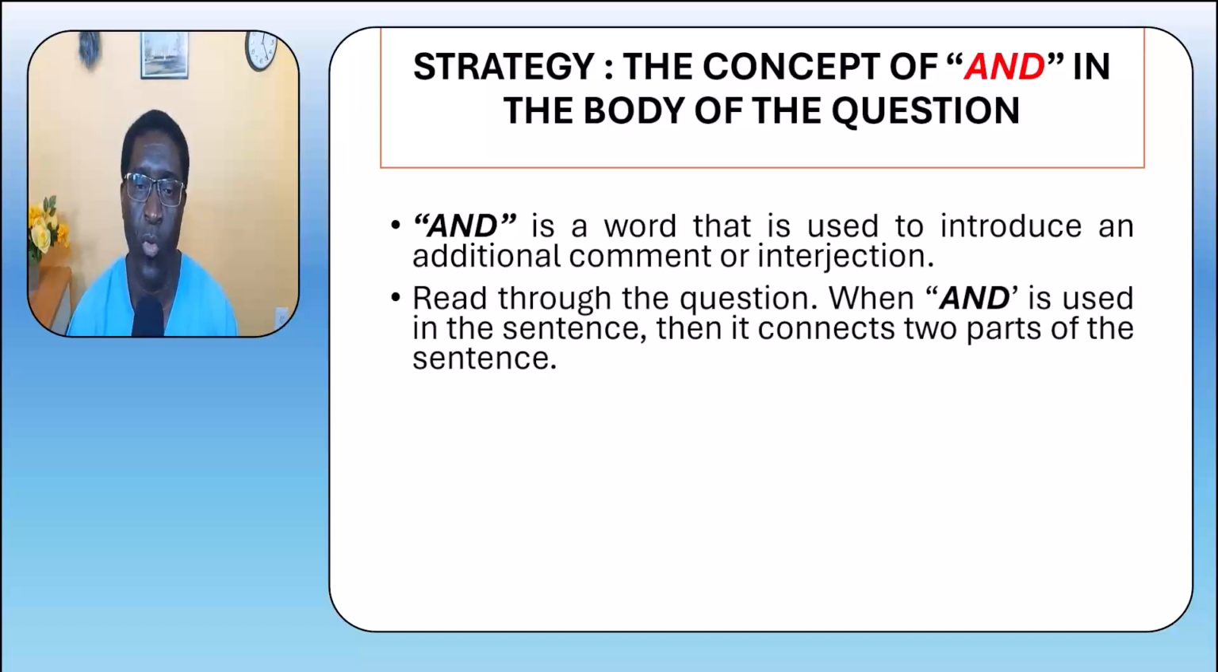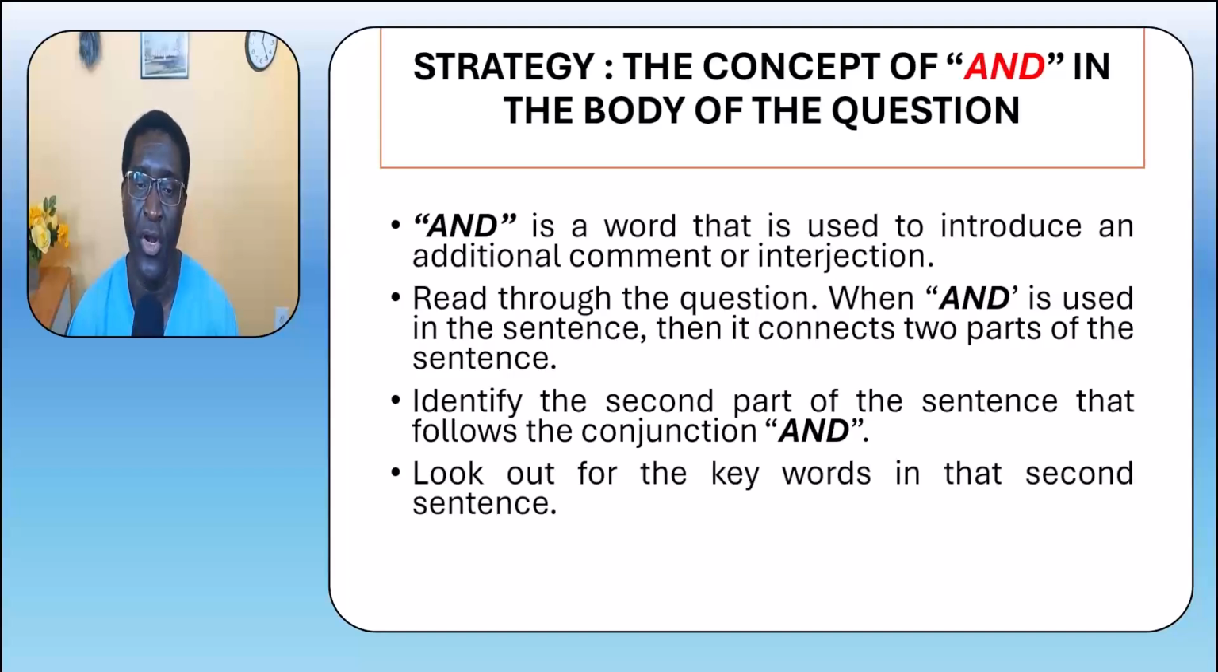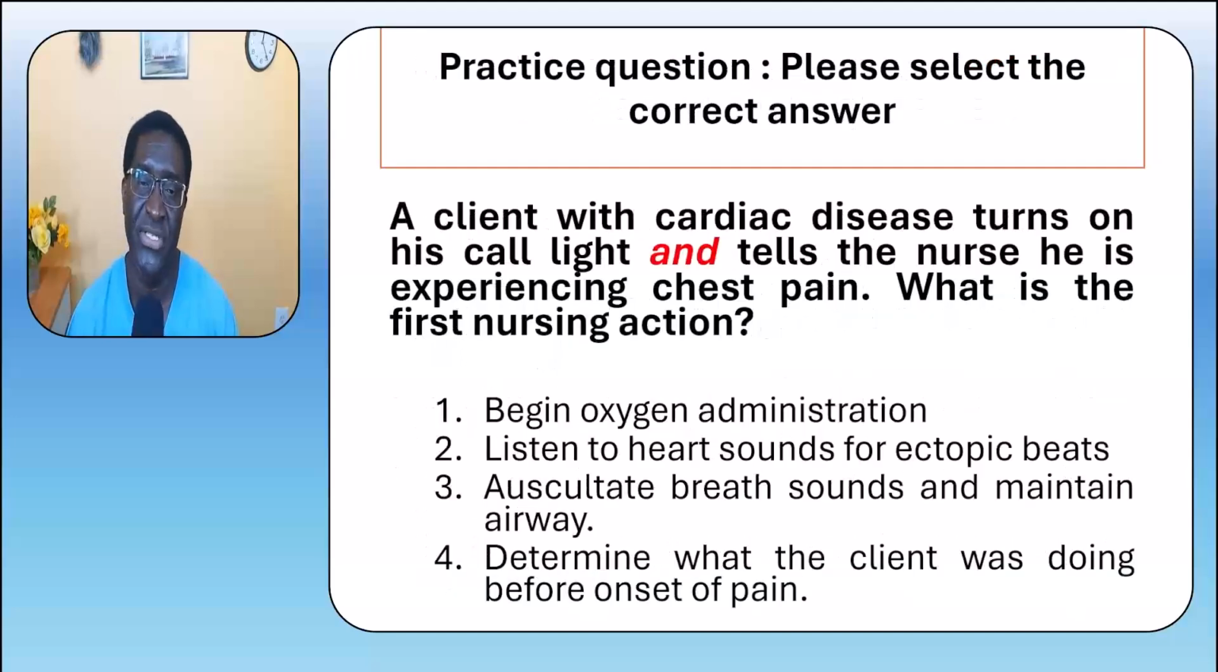Please read the question. And when AND is used in the sentence, it always connects two parts of the sentence. You need to identify the second part of the sentence that follows the conjunction AND. Look out for the keywords in that second part. Next, pick the answer that is connected to the keywords in the second part of the sentence. That is what is going to help you reach out directly to what type of answer you are looking for. So, without wasting time, let us take a closer look at our first question.